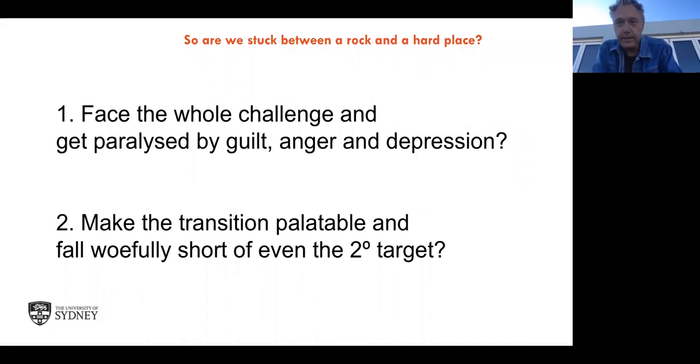So, are we stuck between a rock and a hard place? What options do we have? Do we face the whole challenge and get paralyzed by guilt, anger, and depression, or what's happening today: do we make the transition palatable with easy measures, where we all do our little bit and fall woefully short of even the 2-degree target, as we are on course to do? Are we stuck between these two options?